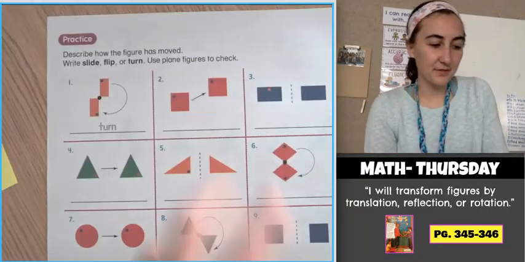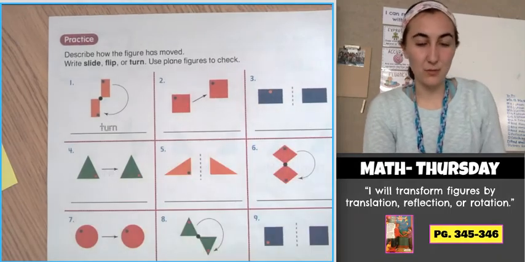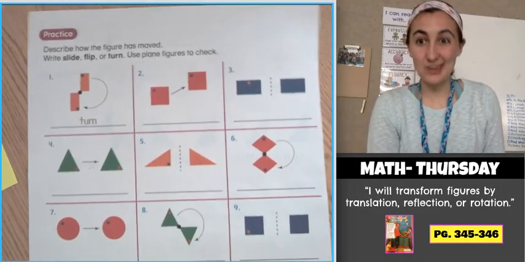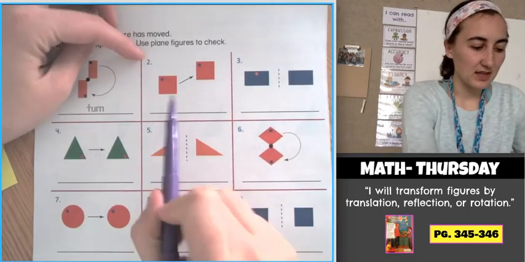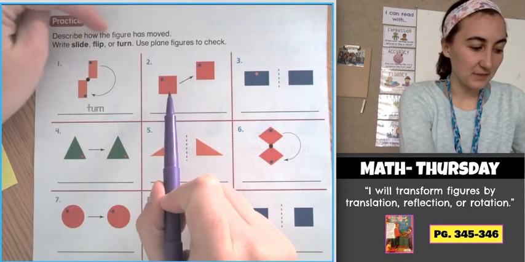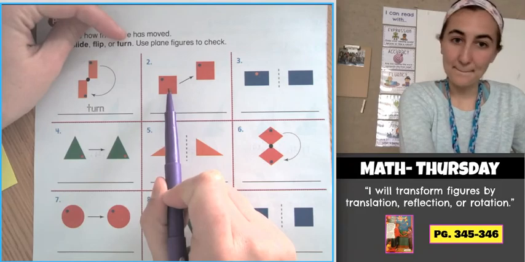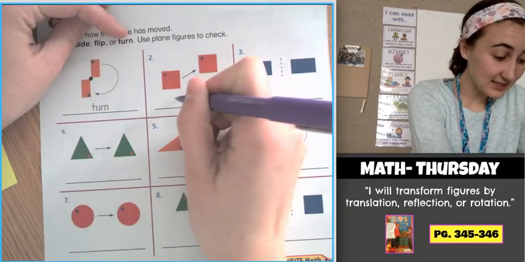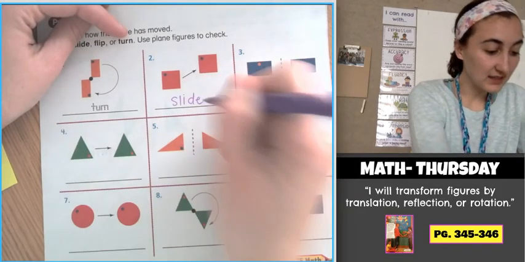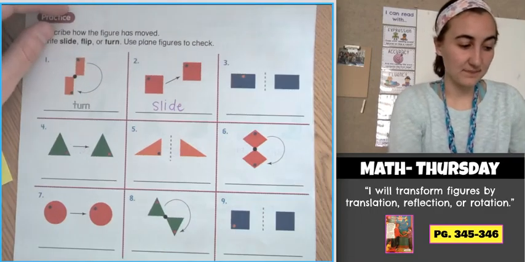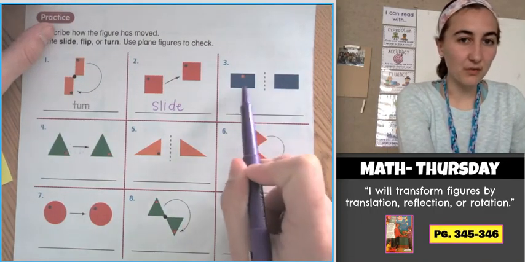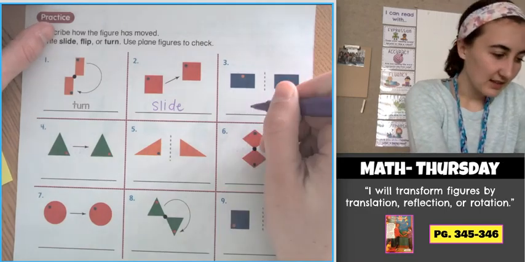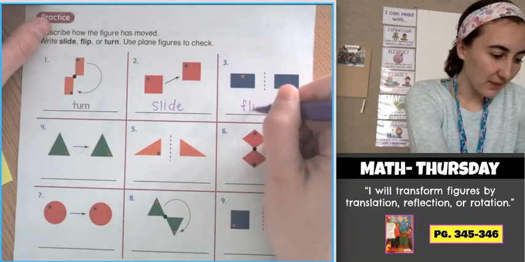I'm going to do the first 2 and 3 with you, just so we can get the gist of it. Right here, number 2. Is it sliding, flipping, or turning? This one's simply a slide because it's moving across the surface. This one here looks like a reflection over the line. So this one is a flip.